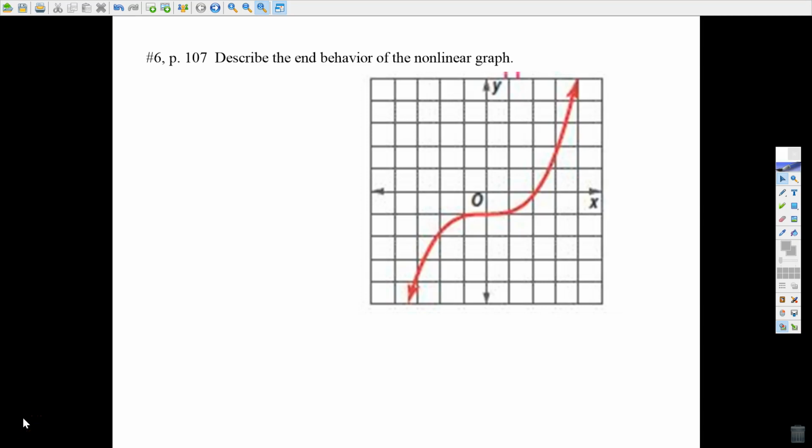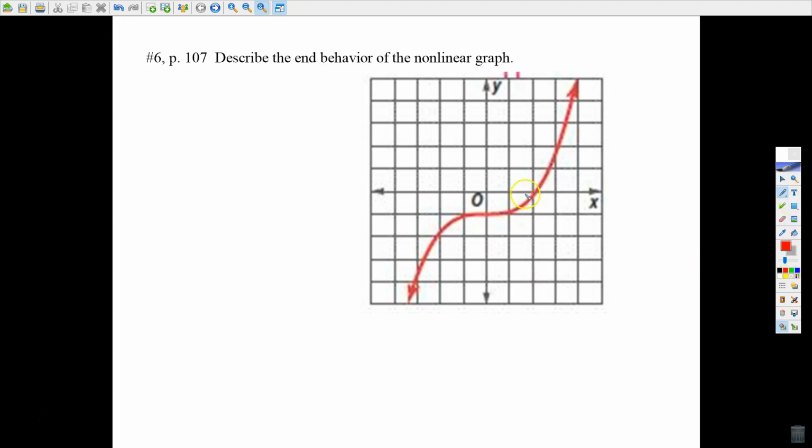Here's some homework help for section 2.3. These problems are taken from pages 107 and 108, and as you can see, this is number 6 on 107. So our goal here is to look at a graph and describe the end behavior. So let's just take a look.